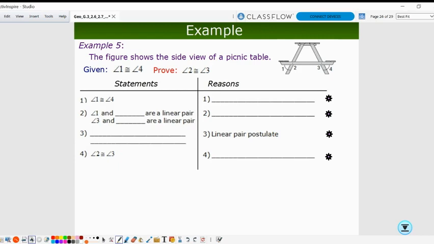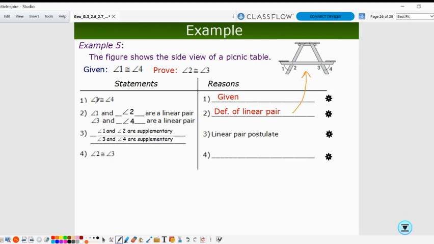Example 5, the figure shows the side view of a picnic table. Angle 1 and angle 4 are congruent. We have to prove that 2 with 3 are congruent. The first reason is given. Angle 1 and 2 are a linear pair. 3 and 4 are a linear pair. That's your definition of a linear pair, and we can see that from the diagram. Next, we say the linear pair postulate. Well, if they're linear pairs, then they will be supplementary.